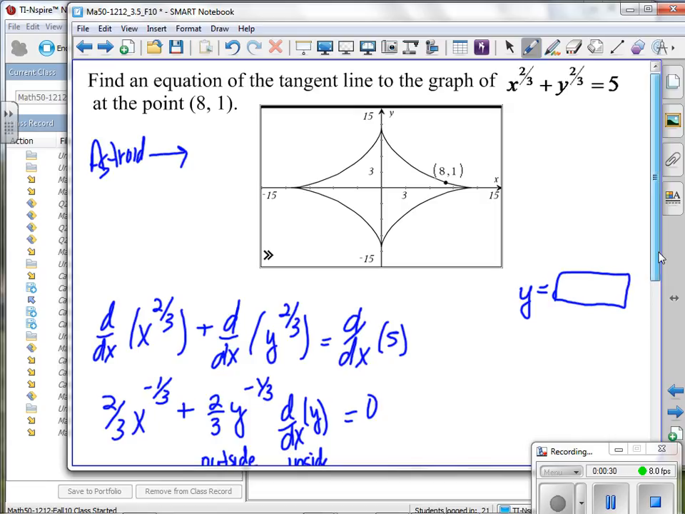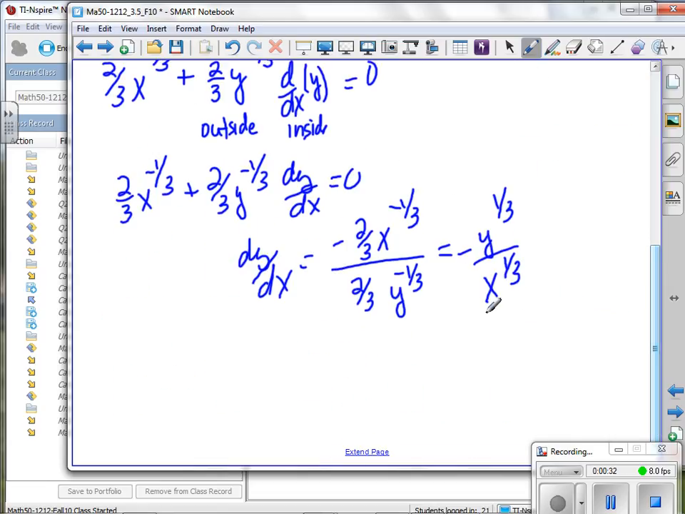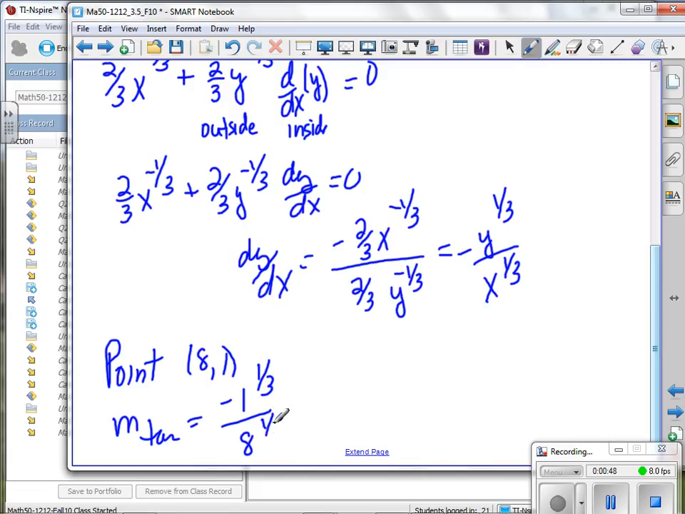Because we need both the x and the y of the point, we'll say the point is (8, 1). So the slope of the tangent is going to be -1 to the 1/3 divided by 8 to the 1/3. What's the cube root of 8? 2. So the slope is -1/2. The equation would be y equals -1/2 (x minus 8) plus 1.